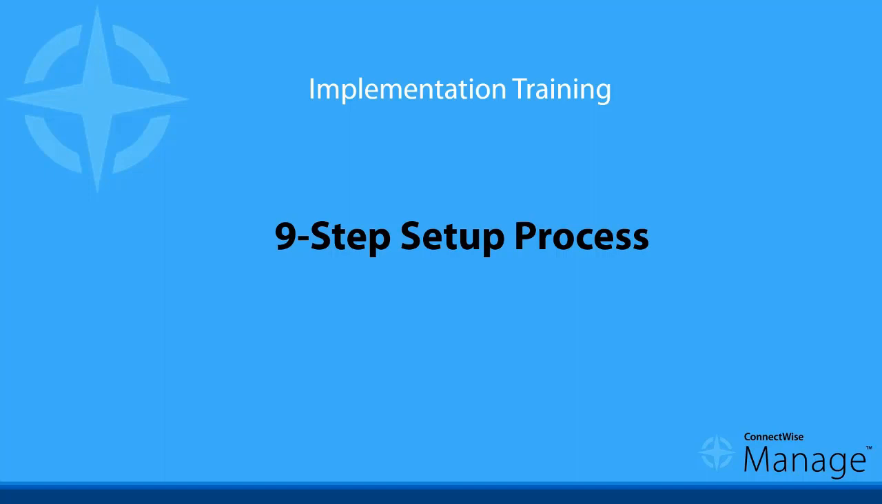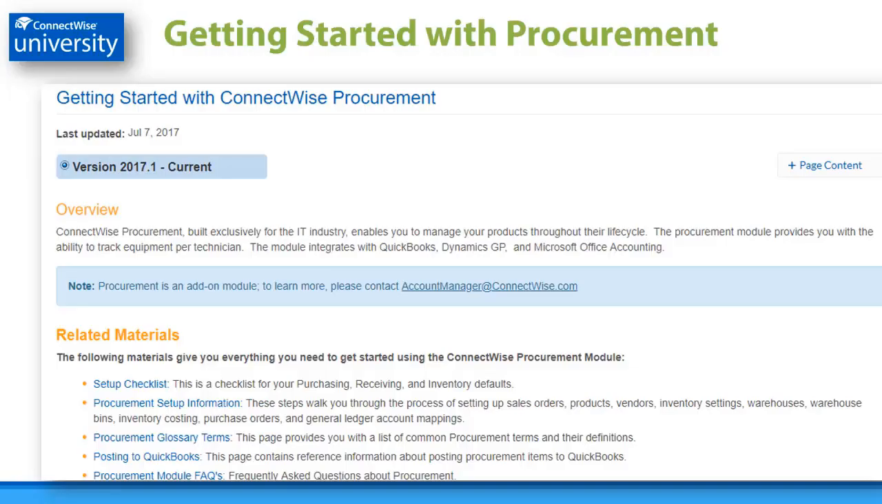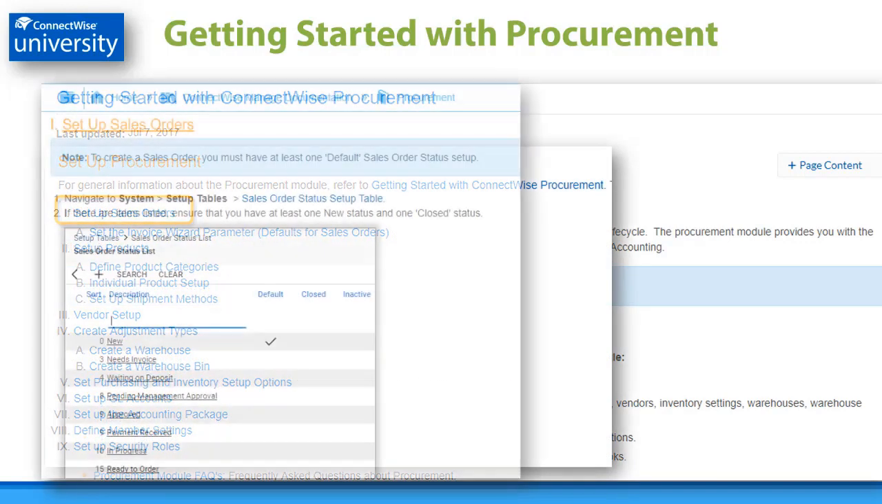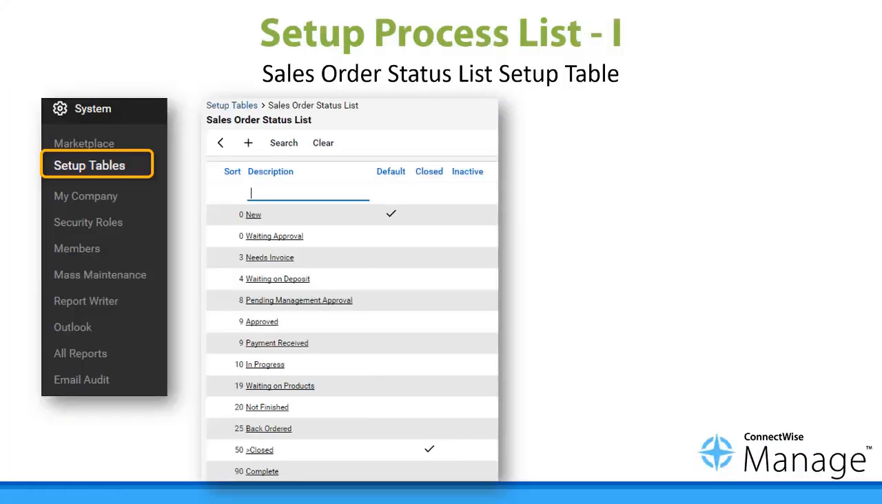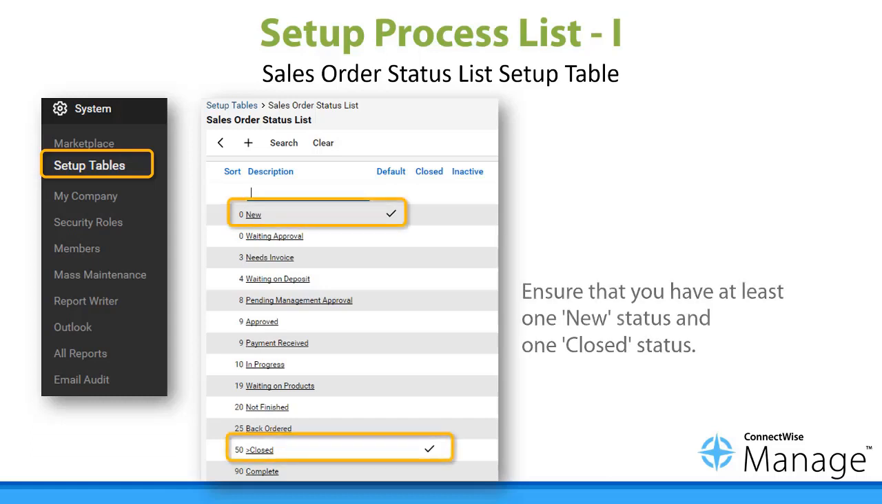Now that you are ready to make the transition to the procurement module, let's review the 9 steps for the defaults and setup. This material is also listed in ConnectWise University documentation under Getting Started with Procurement. This process review includes prerequisites, tips, and links to more detailed information for each step. We start in the setup tables with sales order statuses. This helps to drive the process so everyone in the organization can see the progress and ensure that you have at least one new status and one closed status.